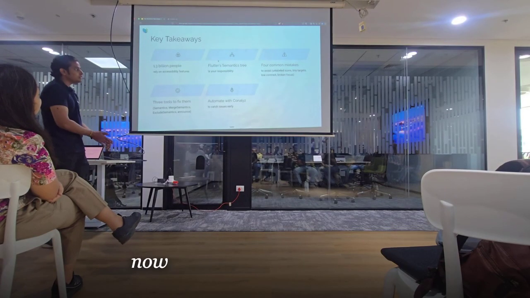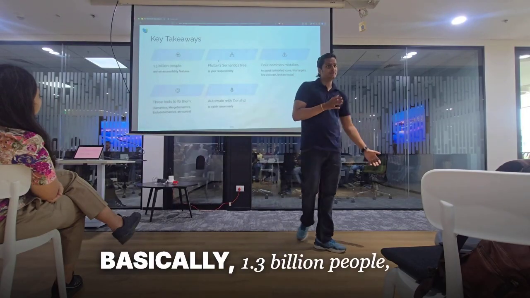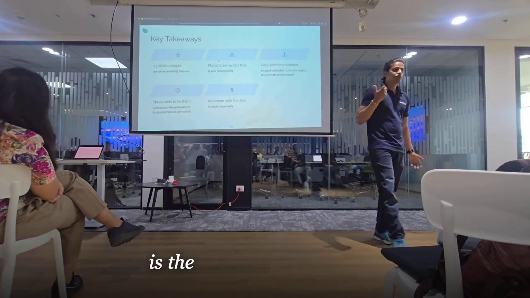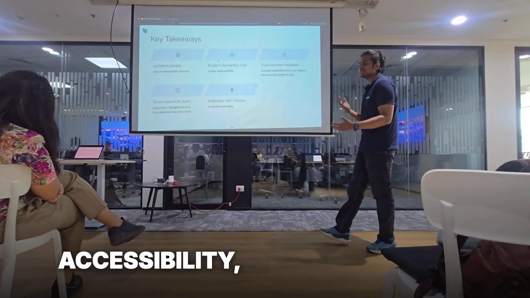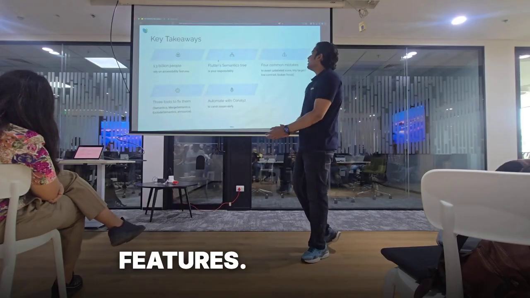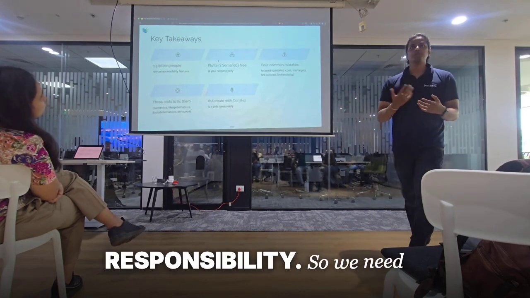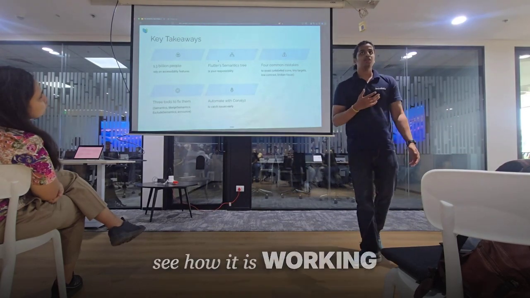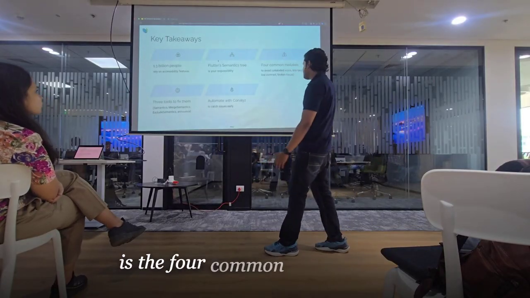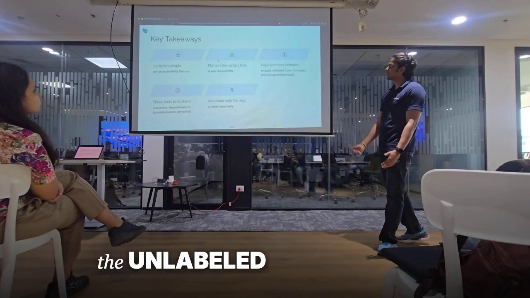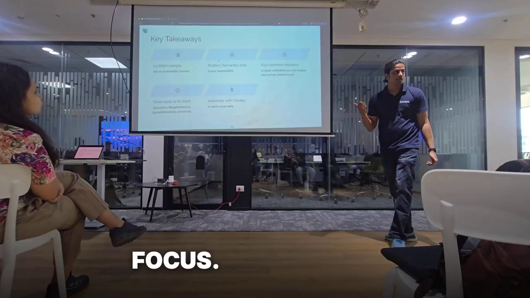Okay, now let's wrap up. Basically, 1.3 billion people, that is the WHO data, rely on accessibility features. Another point is that Flutter semantics is our responsibility, so we need to check how it is working and what kind of data it is providing. Another thing is the four common mistakes which I have shown you: unlabeled icons, tiny targets, low contrast issues, and broken focus.